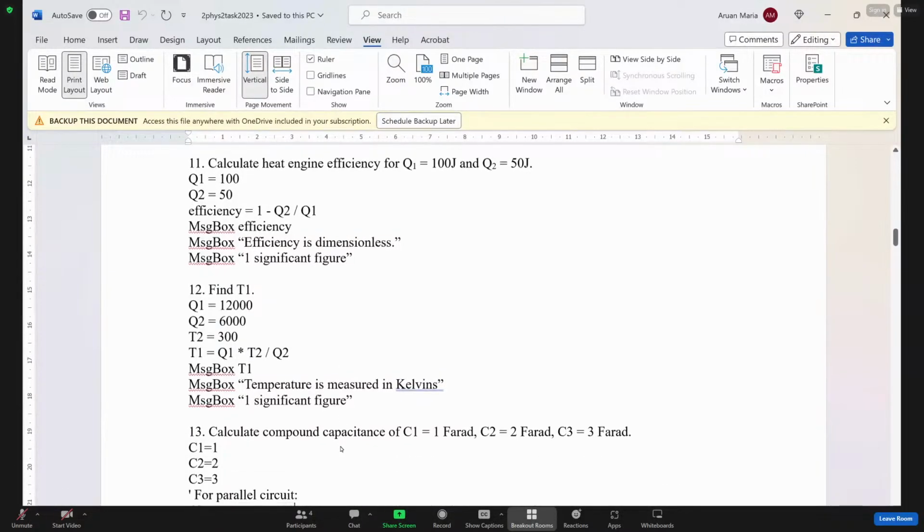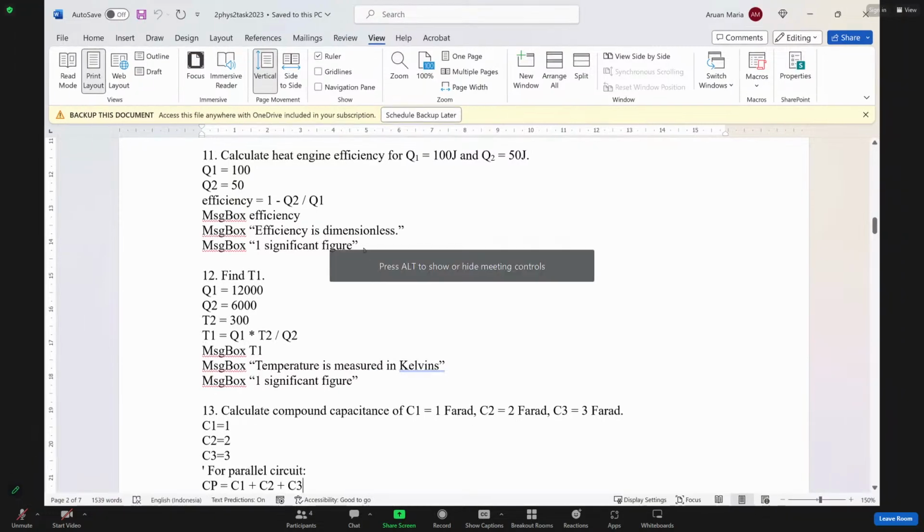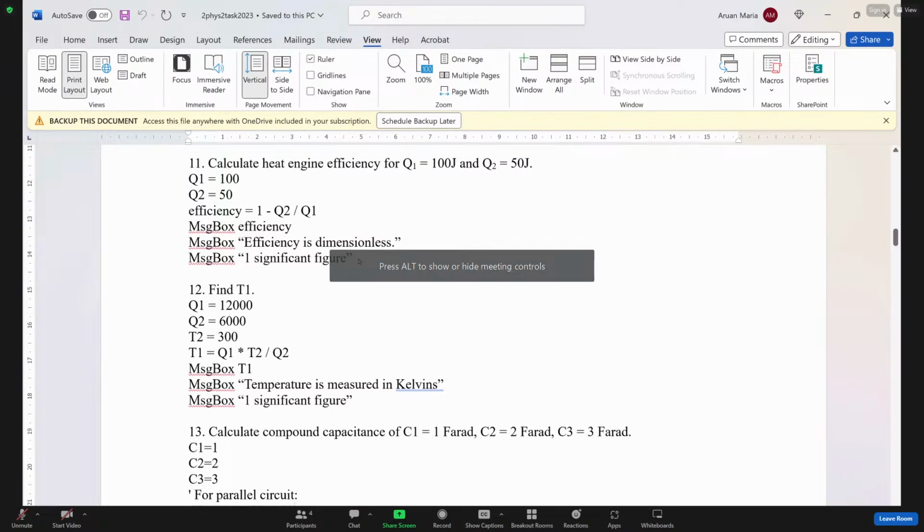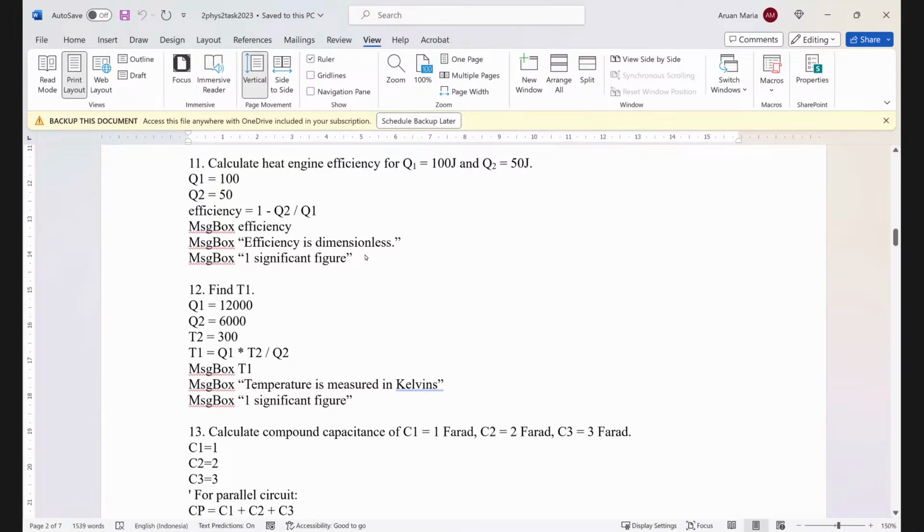Heat engine efficiency, question number 11. Please do calculate, and remember, there are no units here. This is just a number, 0.5 in this case, yeah? So some of you write J probably for joules. No, energy is canceled out, joules cancel out. So this is dimensionless, efficiency is dimensionless, yeah?